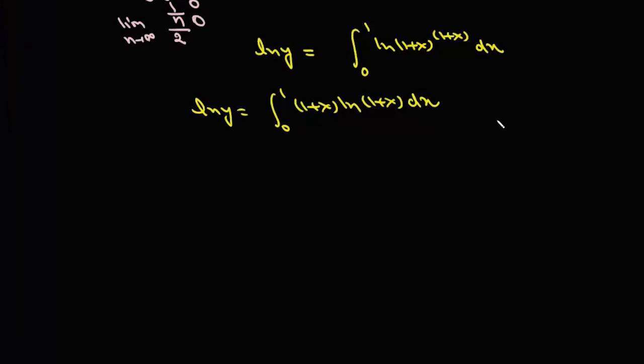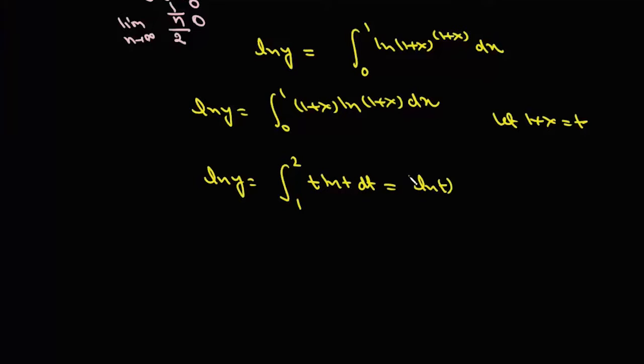Now we'll use substitution here. We'll let 1 plus x be t, so it will be this log y, and then when x is 0, t is 1, when x is 1, t is 2, and this is the integral of t log t dt. Now this is log t times t square by 2 from 1 to 2, and then minus this integral from 1 to 2 of 1 by t times t square by 2 dt.